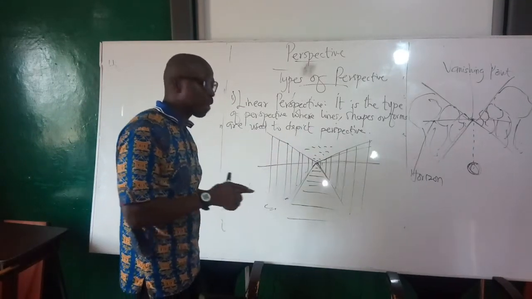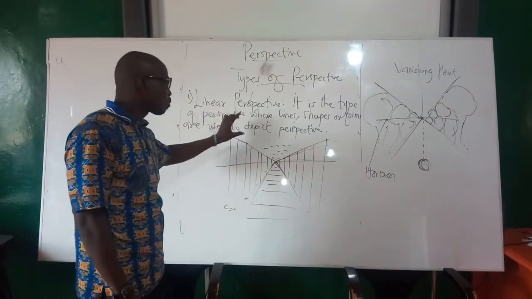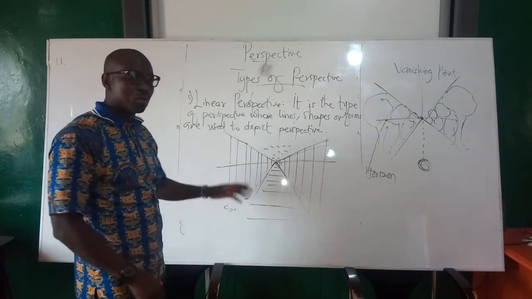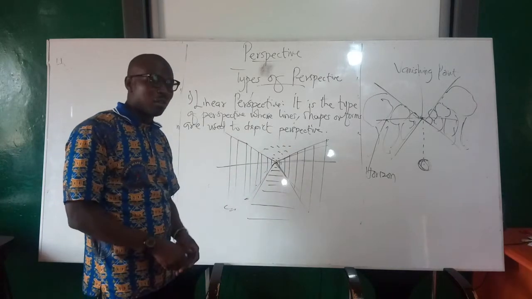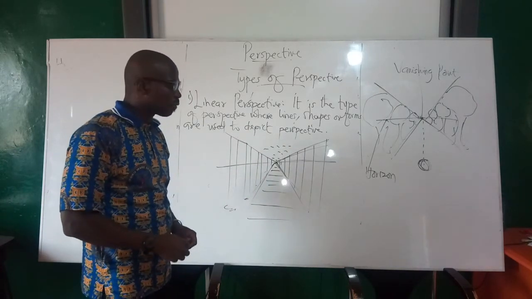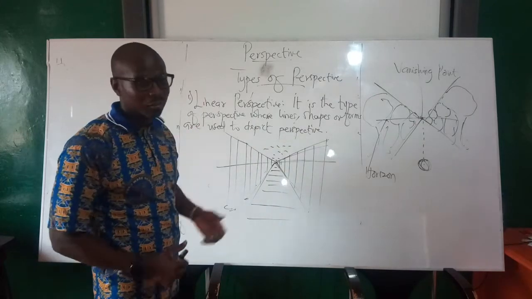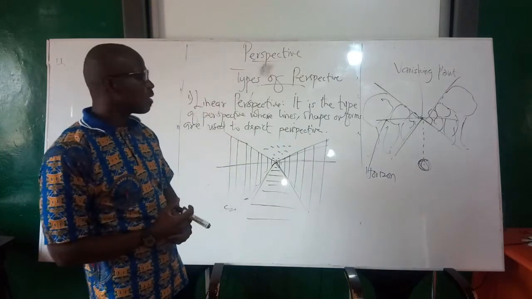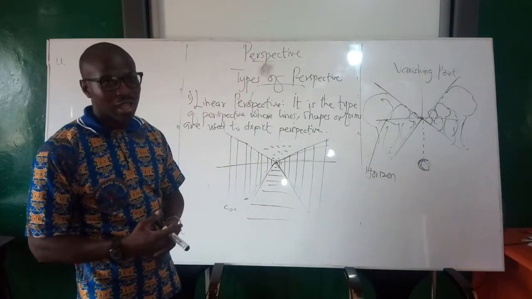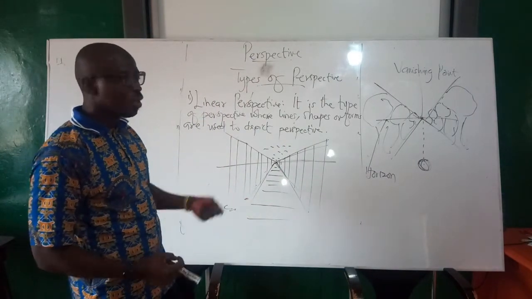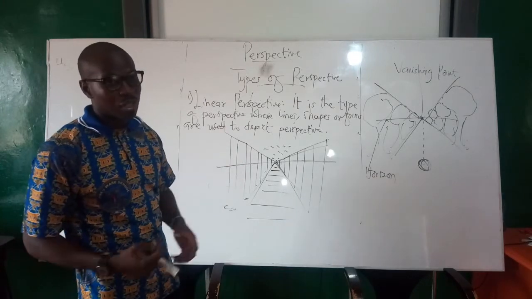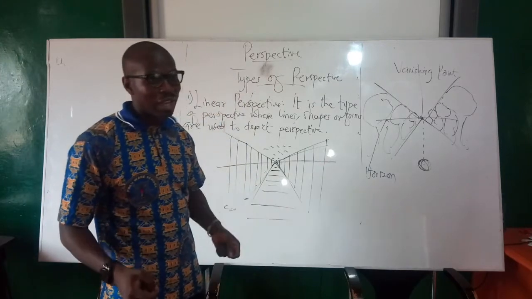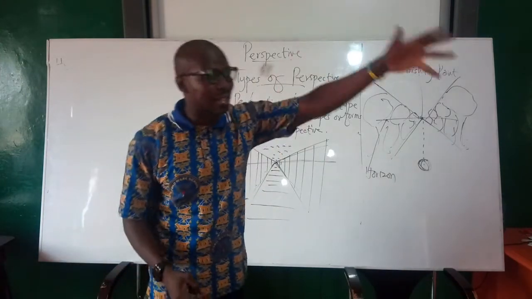But what I want you to have at the back of your mind is that there are three types of linear perspective. So next time when we meet, we'll talk about them as well as the aerial perspective. So today we talked about perspective. We said perspective is the drawing of objects and scenes so that they appear to have distance or depth. We got to know the principle of perspective, which states that objects that are closer to the viewer appear bigger, brighter, and clearer than those that are in the distance.